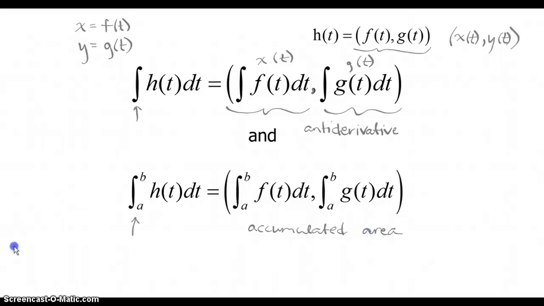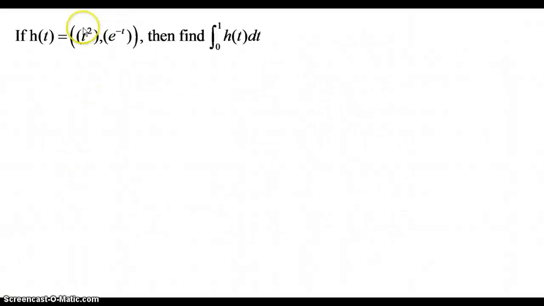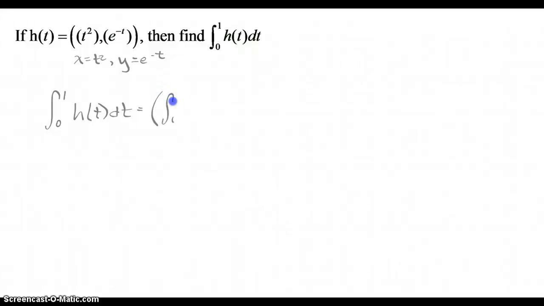All right? So let's move on here. If h of t is defined to be x equals t squared, y equals e to the negative t, then when we integrate h of t, the definite integral from 0 to 1 of h of t dt is just like we saw on the last slide. It's going to be the integral from 0 to 1 of t squared dt, comma, the definite integral from 0 to 1 of e to the negative t dt. And then we would just close those parentheses.